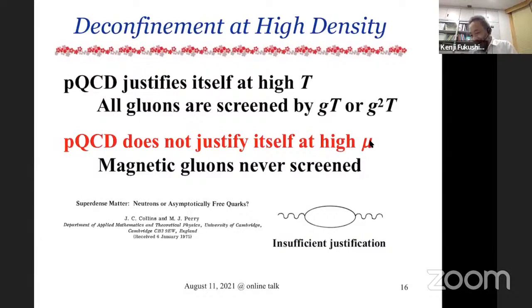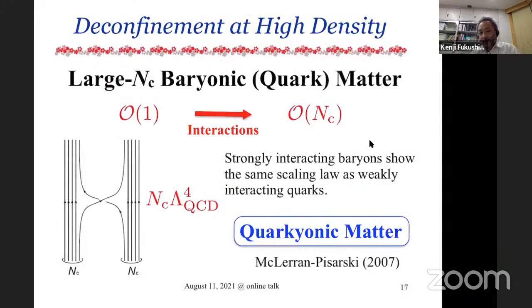However, inside of the plasma, it is known that magnetic gluons, or the transversely polarized gluons, are not screened. The Debye mass can be seen only in the longitudinal direction of the electric sector. And so this screening scenario does not work, and asymptotic freedom does not guarantee the validity of the PQCD calculation. And that is actually more obvious if you take the large NC limit.